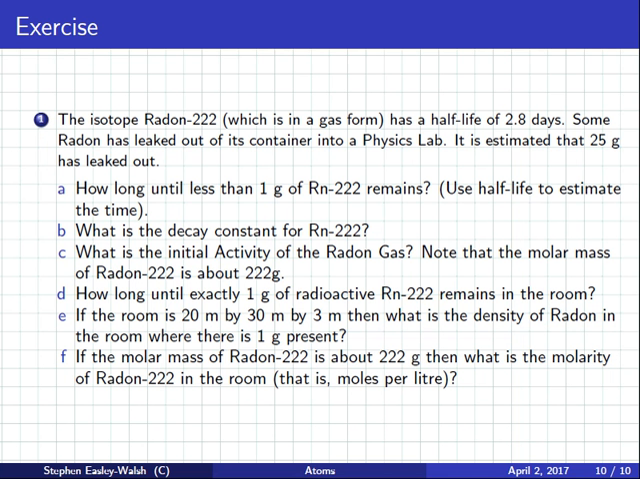A is equal to minus lambda N, and N should be the number of atoms, times Avogadro. If you're given it as moles, you'll have to do 25 divided by 222, multiply Avogadro.